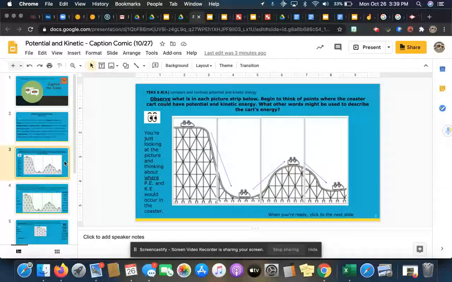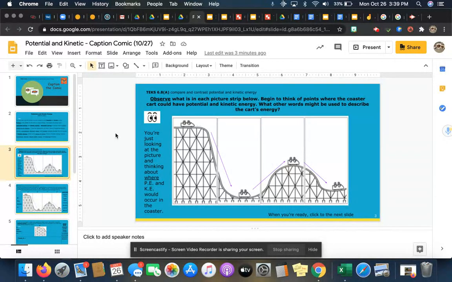Next slide, slide 3. Slide 3 says, observe what is in each picture strip below. Begin to think of points where the roller cart could have potential and kinetic energy. What other words might be used to describe that cart's energy? Right now, I just want you to look at the picture and think about where potential energy and kinetic energy would occur in the roller coaster.